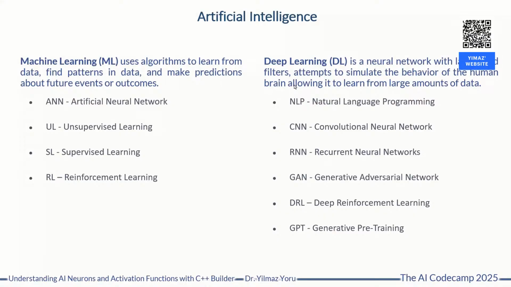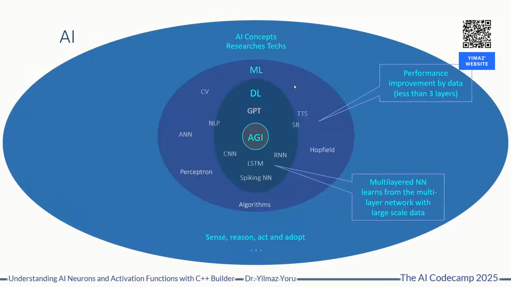ANN, unsupervised learning, supervised learning, and reinforcement learning are machine learning examples. Some deep learning examples are natural language processing, convolutional neural networks, recurrent neural networks, generative adversarial networks, deep reinforcement learning, and generative pre-training, which is much more popular nowadays. This is the schematic of AI in general. At the center you can see artificial general intelligence, which is the core of AI, and there are other machine learning and deep learning AI technologies.